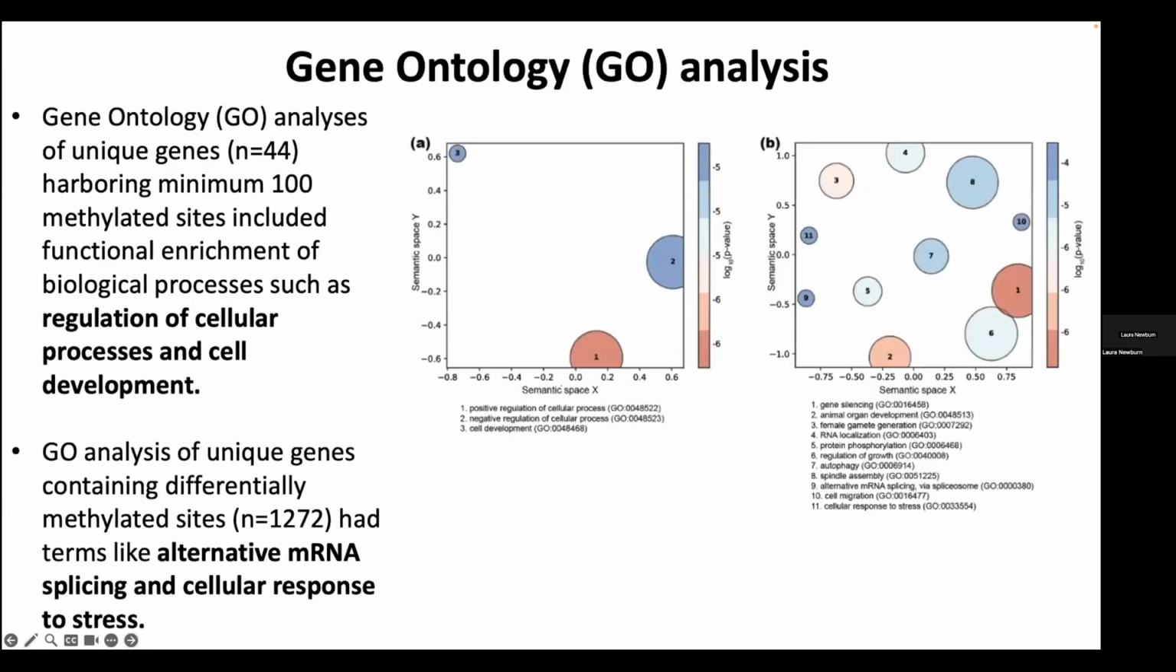When we looked at the gene ontology analysis, we found that the sites with general methylation were mostly related to the regulation of cellular process and cell development, whereas differentially methylated sites were more associated with alternative mRNA splicing and cellular response to stress. This tells us about possible mechanisms for dealing with thermal tolerance in two very different thermally variable populations.